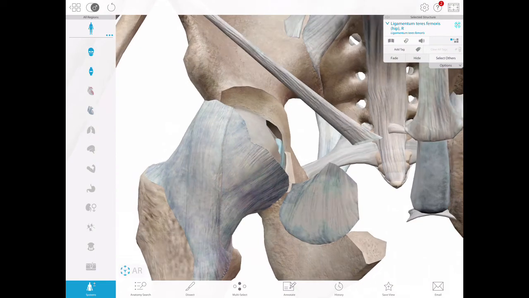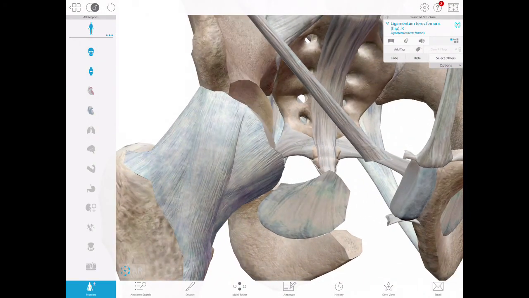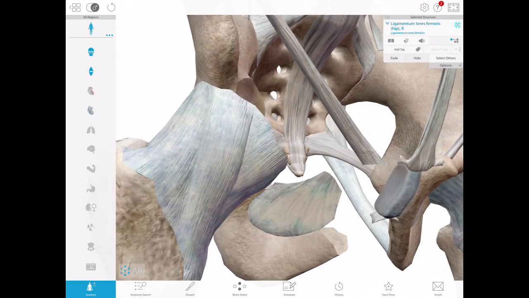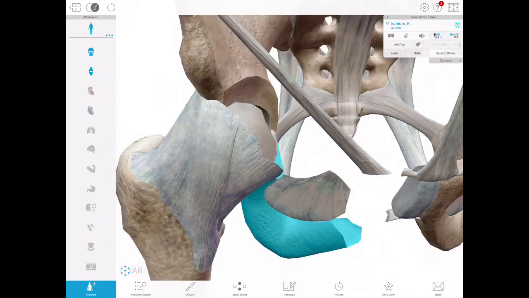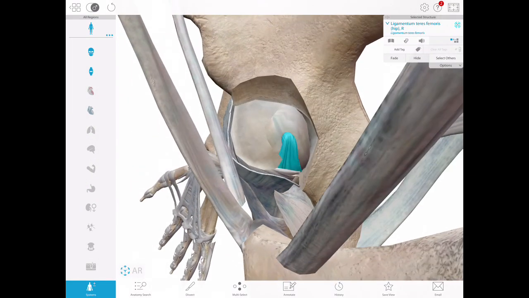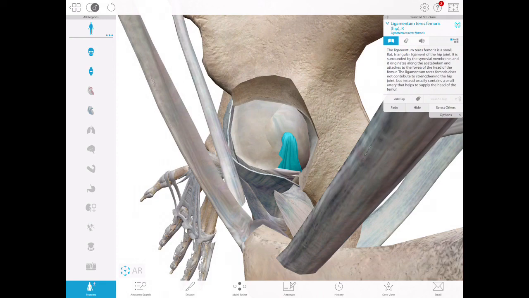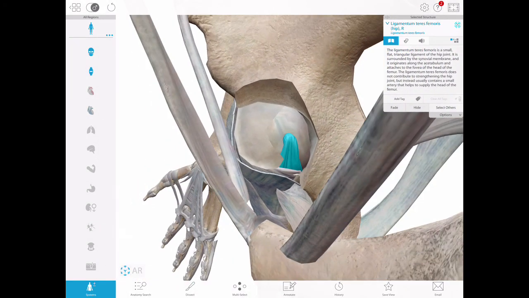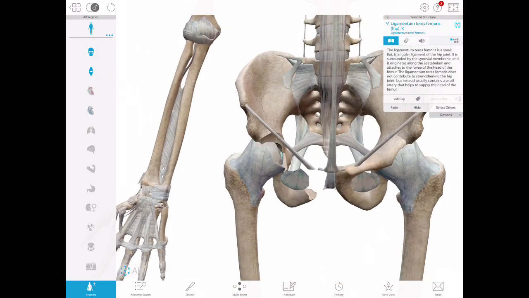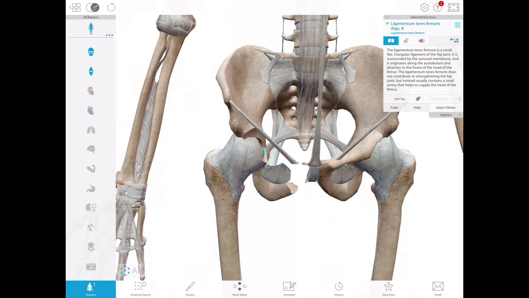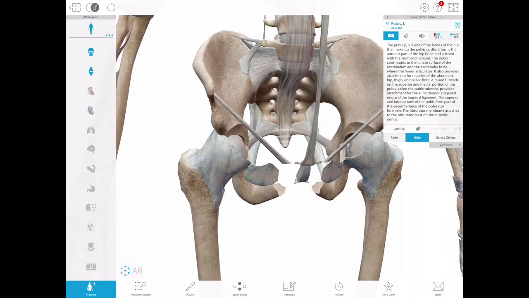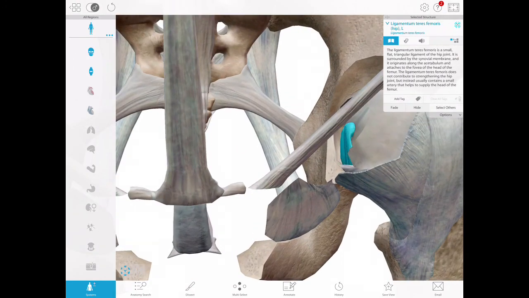So in order to find the ligamentum teres, I had to remove part of the pubis bone. So it's right there. That is the ligamentum teres. Let's take a look at that on the other side. So if we remove the pubis, we can see the ligamentum teres.